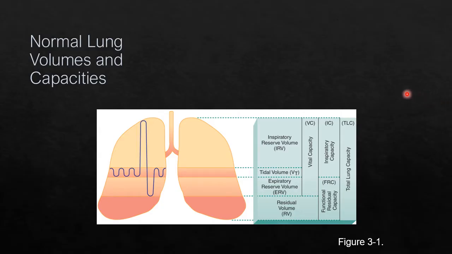Let's look at what these look like. Here, you can see the total lung capacity, which is all the volumes added together: IRV, tidal volume, ERV, and RV. Inspiratory capacity, noted here, is made up of the IRV and tidal volume. Functional residual capacity, or FRC, is made up of the ERV and the RV. And vital capacity is made up of the IRV, the tidal volume, and the ERV.